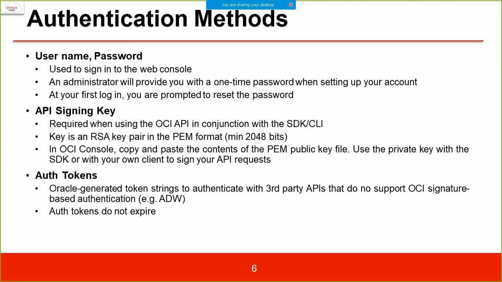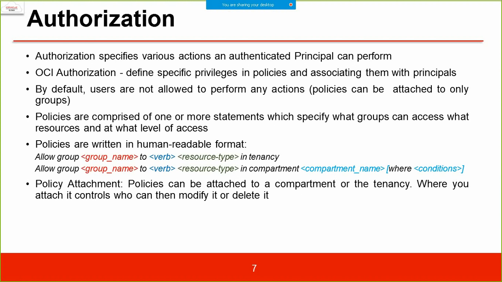We also have the concept of auth tokens. Auth tokens are Oracle generated token strings to authenticate with a third-party API that does not support OCI signature based authentication. Auth tokens do not expire. Just like when you log in with Google or Gmail with some other application, the auth token is created and that auth token is stored in the Gmail database, and then that never expires. So you don't have to sign in every time. Like if I authenticate with my Gmail account, I don't have to authenticate every time. Token is created, token is shared, token is stored, and now you can log in anytime. Though we can set the expiry of the tokens.